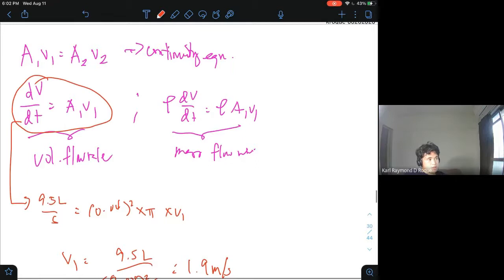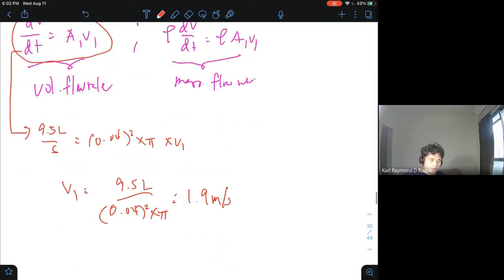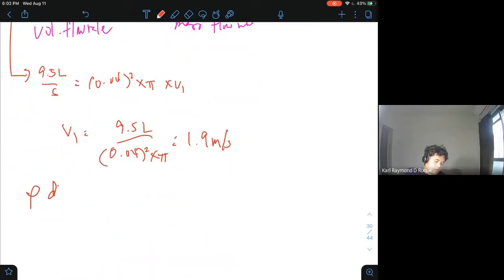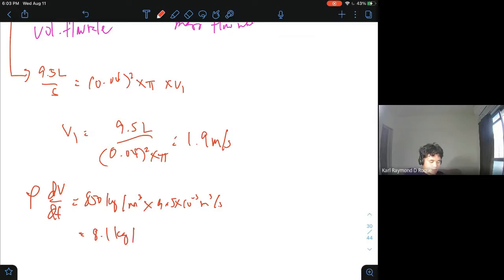What's next? Mass flow rate. Multiply ko lang yung density sa dV over dt. 850 kilograms per meter cube times 9.5 times 10 to the negative 3 meter cube per second. You will get 8.1 kilogram per second.